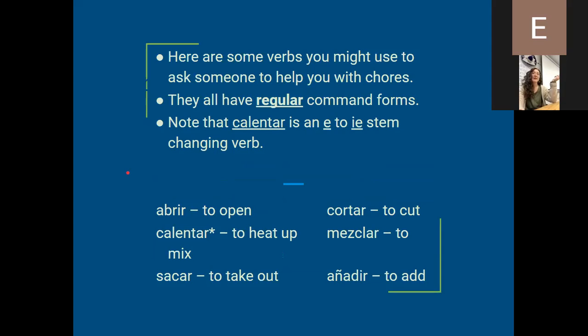And here are a couple of extra verbs that we will probably be using when we're talking about chores. And they all are regular, so no worries. The only thing you have to remember is to include stem changes. So we have abrir, which would be abre, calentar, calienta, sacar would be saca, cortar would be corta, mezclar, mezcla, and añadir would be añade.